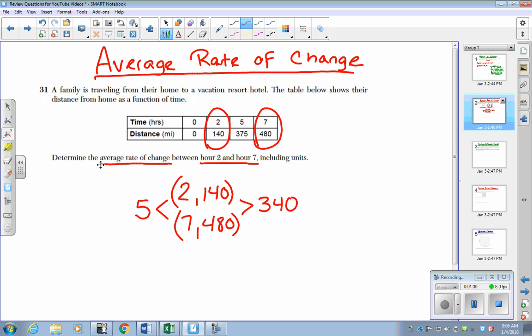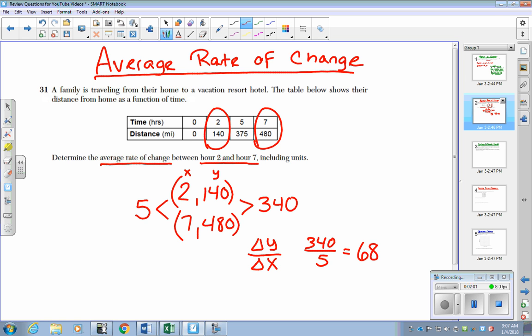And after that, you want to take your y values, your change in your y's, and divide it by the change in the x's. So our y values, which were distance, and our x values, which were time, we're going to divide the 340 by 5. So you could take your calculator and do that, but I've done this problem before, and I know that 340 divided by 5 is going to end up being 68.